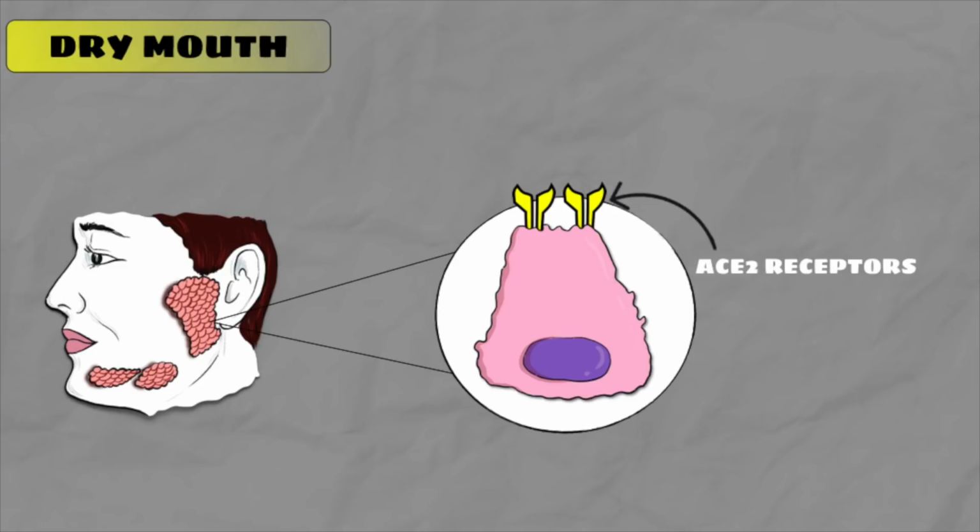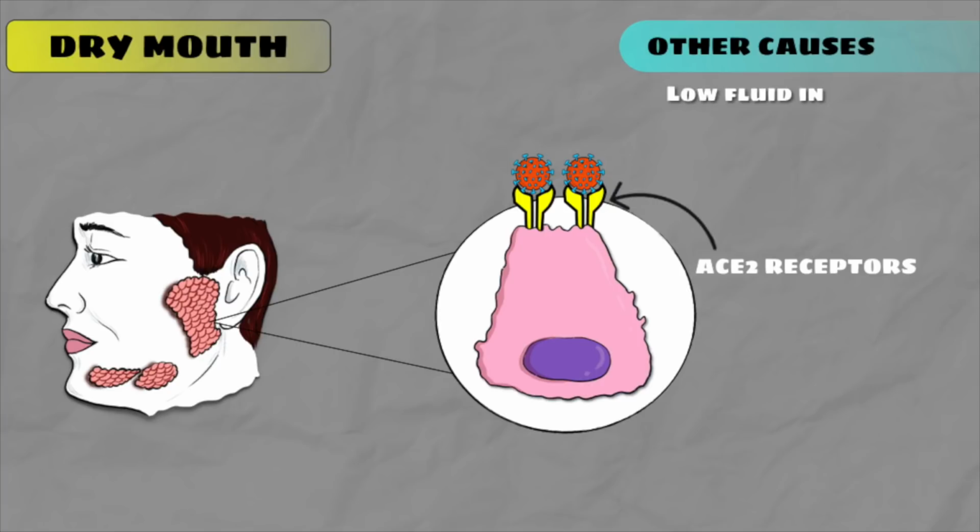Probably you already heard about these ACE2 receptors. SARS-CoV-2 virus uses this cell surface receptor to get into the cell. So due to abundance of ACE2 receptors, salivary glands are one of the main targets of coronavirus. But you should remember that dry mouth can be caused by various other reasons like low intake of fluid, hot weather, side effects of various medications.